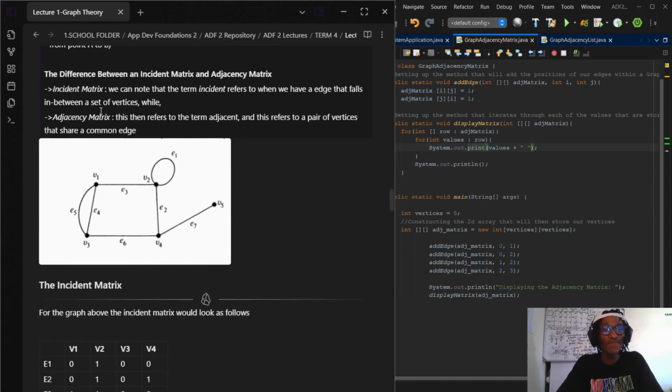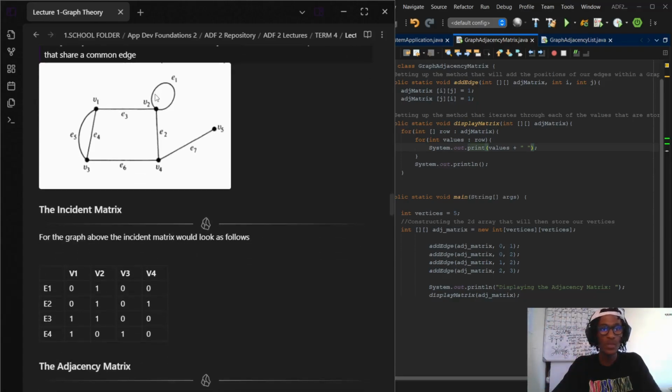And then I'm just like, the difference between incidence and adjacency. For the incidence matrix, we can note that the term incidence goes back to when we defined the edge, and we said that the term incident refers to when we have an edge that falls in between a set of vertices, while adjacency refers to the term adjacent, where a pair of vertices share a common edge.